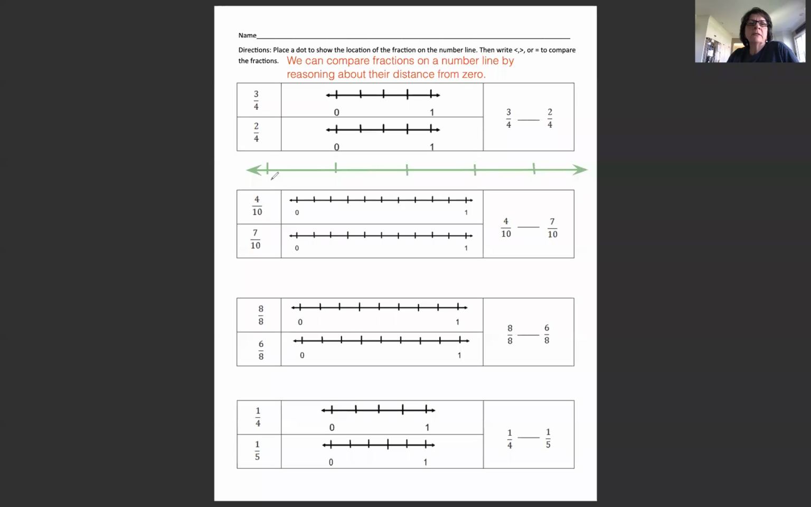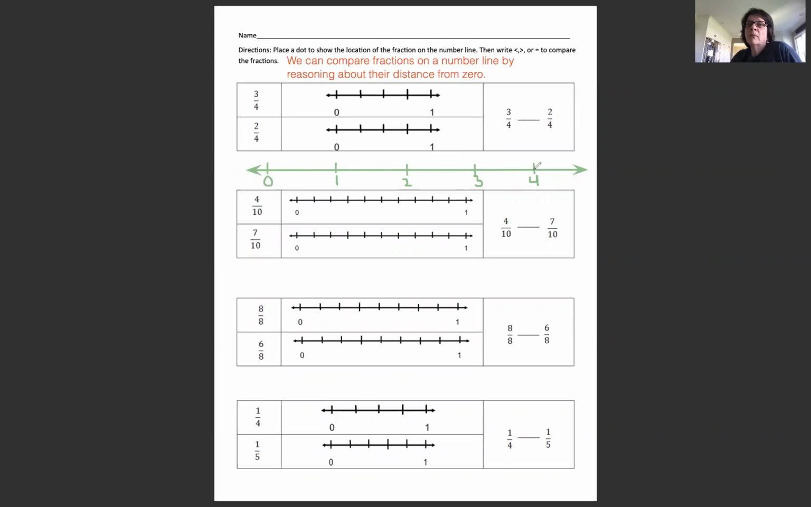So this is just going to be 0. This is going to be 1. This is going to be 2. This is going to be 3. And this is going to be 4. So I'm starting with the real simple concept of numbers on a number line. So when we compare these numbers, we can say that 1 is less than 4.